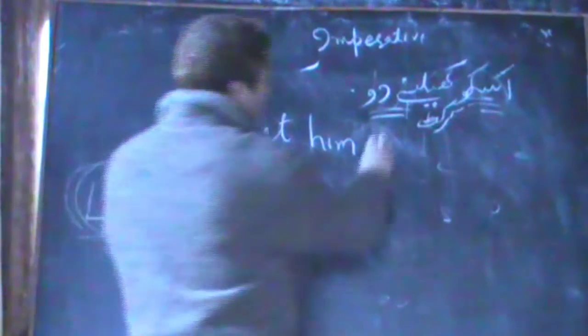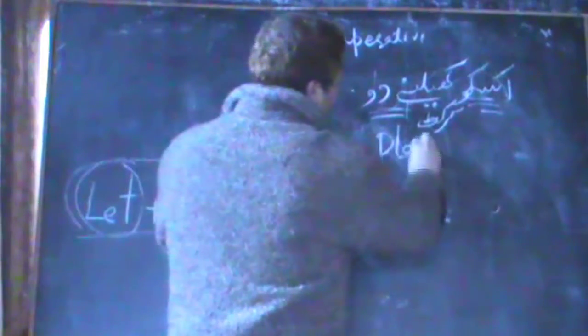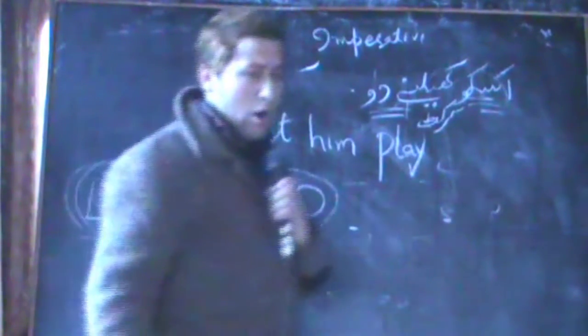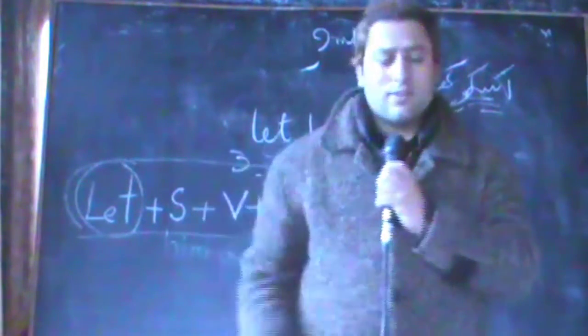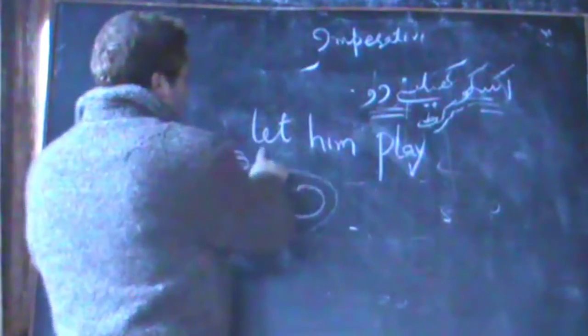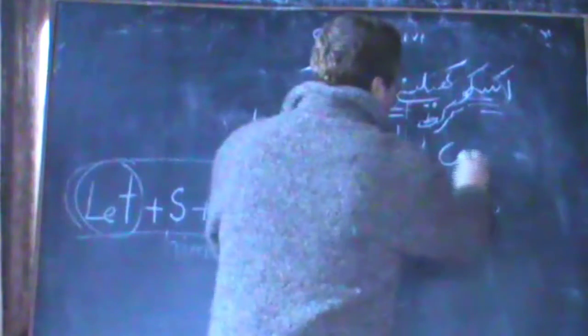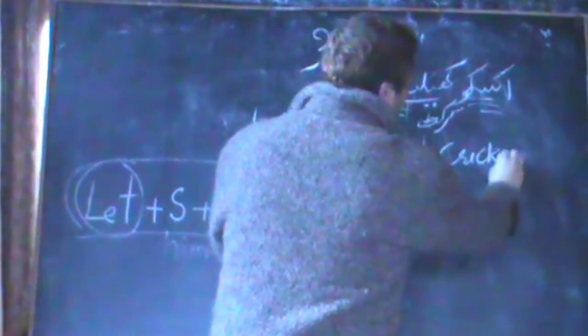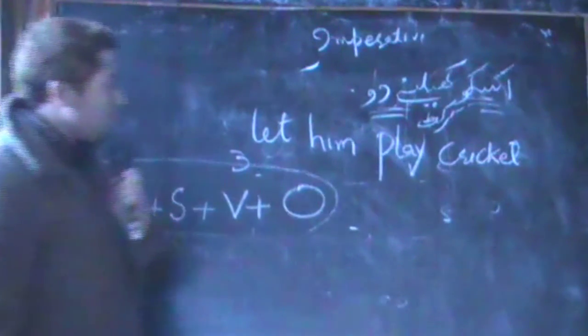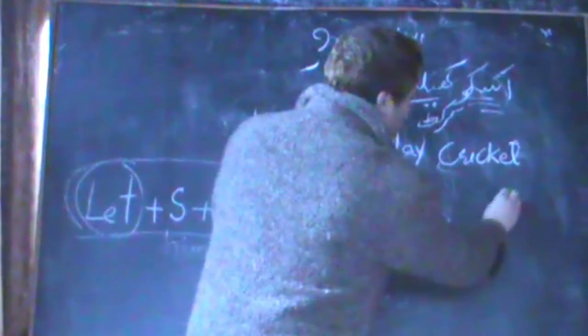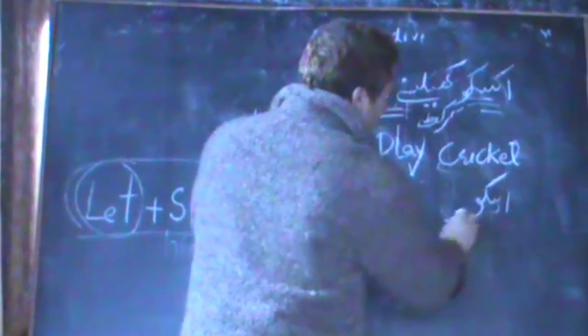First let, then the subject or the objective case, and then play cricket, and then there is the object or the subjective case, depending on whether it's a transitive or intransitive verb. So, let him play cricket. Also follow us with our next lecture, which is a very good lecture based on the same case.